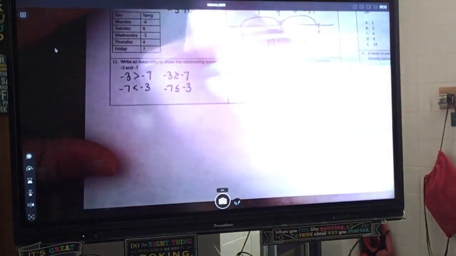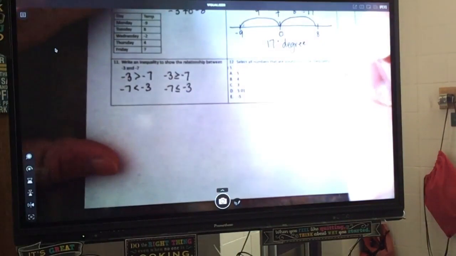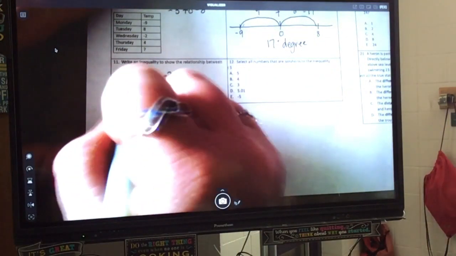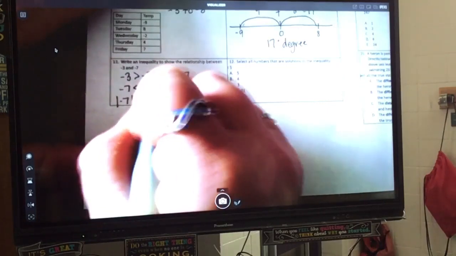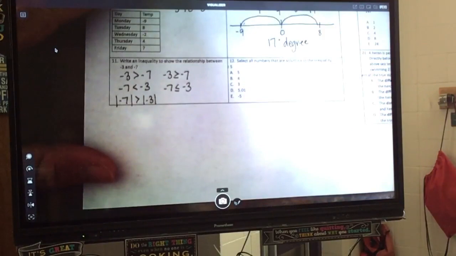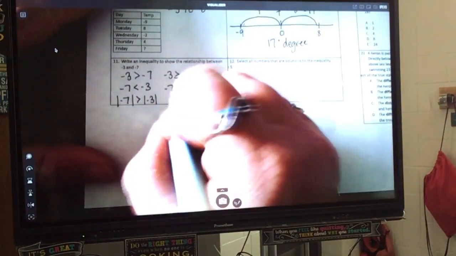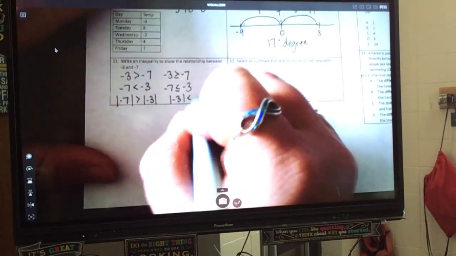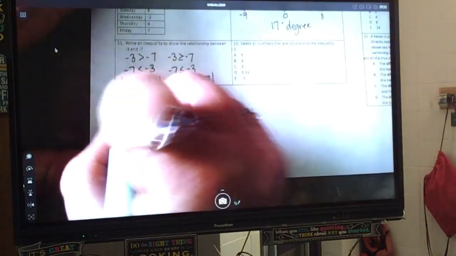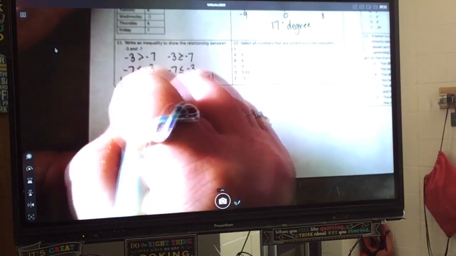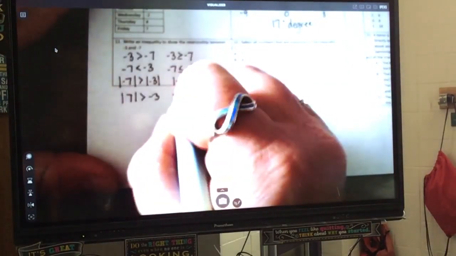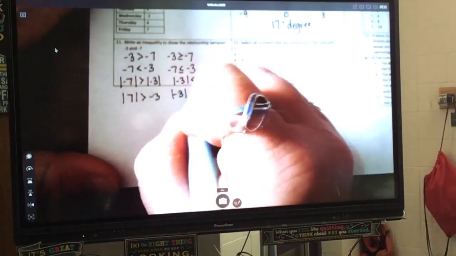All right, what else? The absolute value of -7 is greater than the absolute value of -3. Okay, what else? The absolute value of -3 is less than the absolute value of -7. Okay, what else? There's tons. So you could do the absolute value of 7 is greater than -3. You could do the absolute value of -3 is greater than -7.